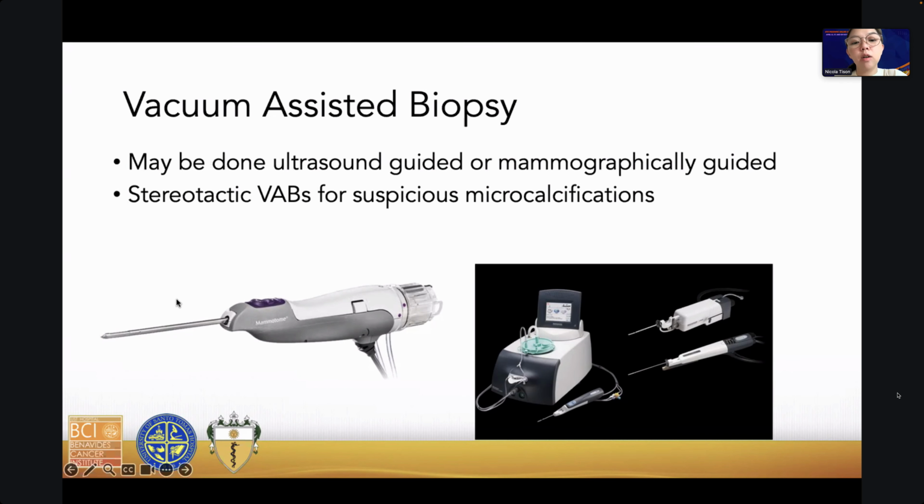So this can be done under ultrasound or mammo guidance. And this is of particular use for patients who go for screening, who have findings of maybe suspicious microcalcifications on mammo. So under real-time mammo guidance, while that breast is compressed in the mammo, this needle can take samples in real time, and we can see that those calcifications are being biopsied or removed.